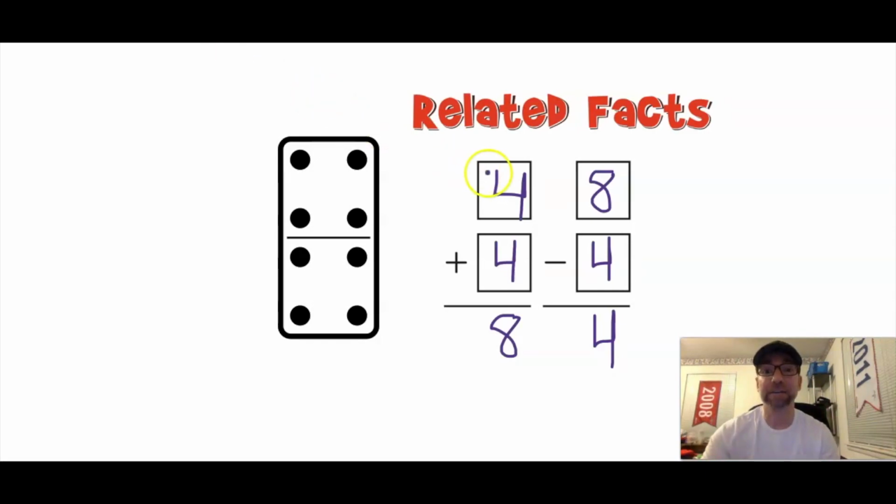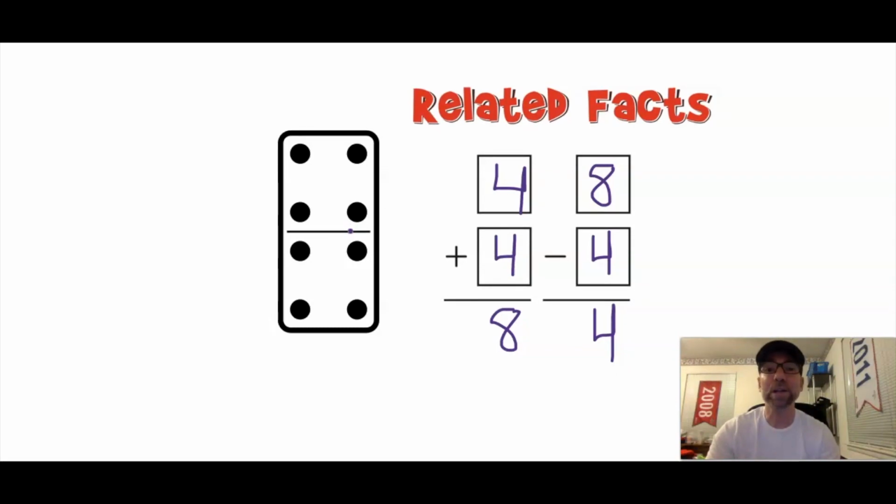Did you find 4 plus 4 equals 8? And then 8 minus 4 equals 4. How come there's only 2 related facts? Well, you're right, because this is a doubles fact. And a doubles fact doesn't have any turnaround facts because the numbers are the same. Awesome job. Clear your whiteboard.